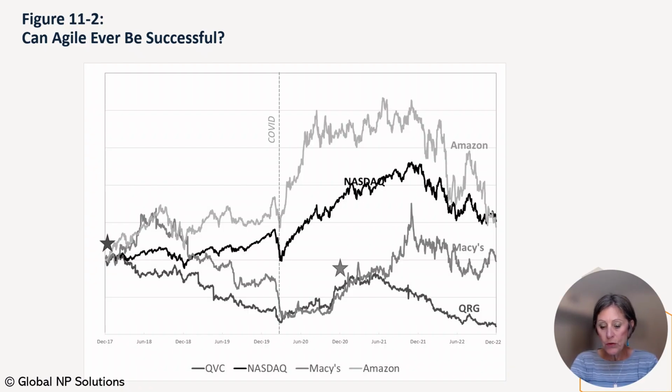Just before the COVID shutdown slammed markets, Macy's CEO announced an agile transformation with a focus on digital sales under a codenamed project, Polaris. Pulling the trigger on Polaris was delayed due to COVID until fourth quarter 2020. See the light gray star on Figure 11.2 on the screen.